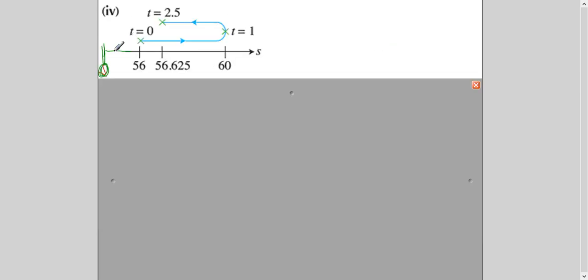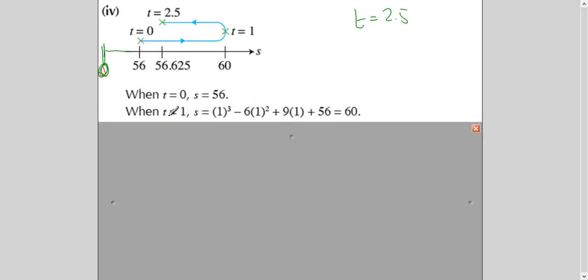So when we have to find out the total distance covered in 2.5 seconds from the beginning, when we put t equals 1, we got the answer 60. You can see here, when I put t equals 1, the answer is 60. That distance is from here till here. The object is actually standing here. So the actual distance the object has covered is this. So it will be what? 60 minus 56. That will give you the distance covered in 1 second.